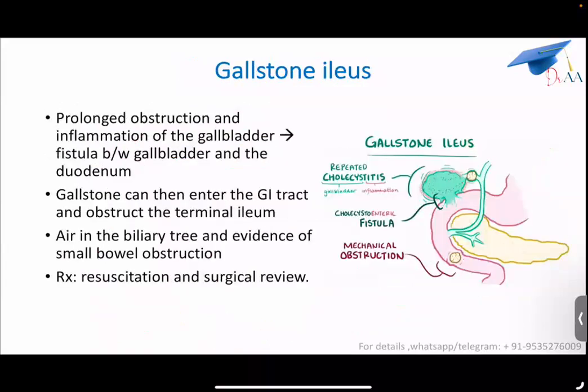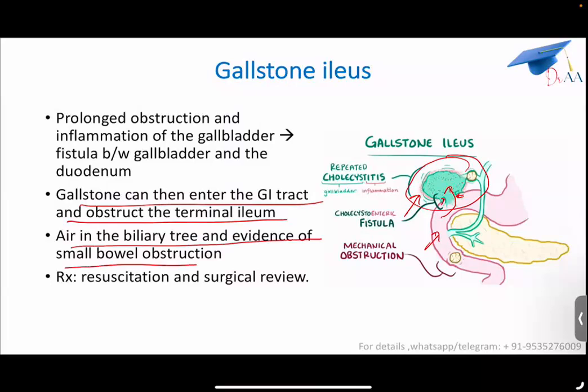What is gallstone ileus? When there is prolonged inflammation of the gallbladder, there can be a fistula formation between the duodenum and the gallbladder. When the fistula forms, the stones can get dislodged. The air in the intestinal cavity can seep into the gallbladder. So gallstones can enter the GI tract and obstruct the lumen. Small bowel obstruction can be seen, and air can be seen in the gallbladder. That is important. Air is seen in the biliary tree, along with small bowel obstruction.